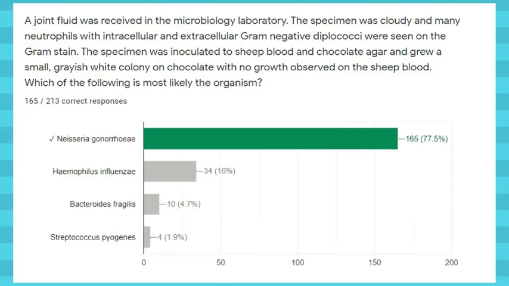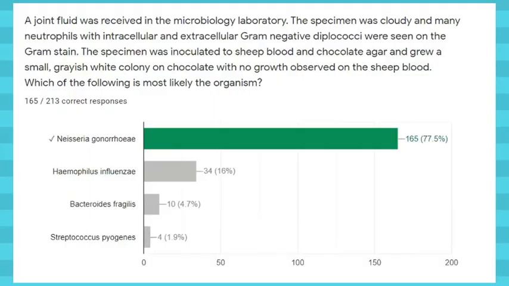Now, this question had an accompanying picture, which is as follows. As you could see, we have gram-negative diplococci found intracellularly as well as extracellularly. And this is characteristic of Neisseria gonorrhoeae, which is the only gram-negative diplococci here among the choices.